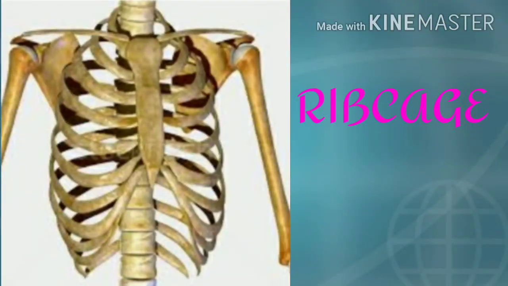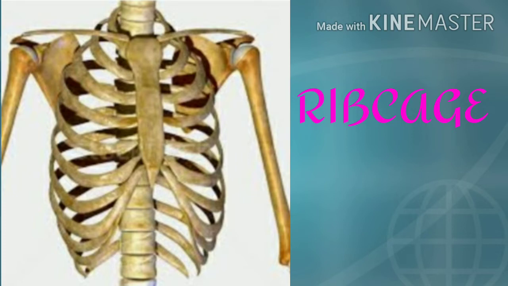If we move our fingers on the chest, we will feel a number of bones in the chest region. These chest bones are called ribs. The ribs are the curved and the flat bones in our chest. The ribs exist in pairs. There are 12 pairs of ribs in our body.